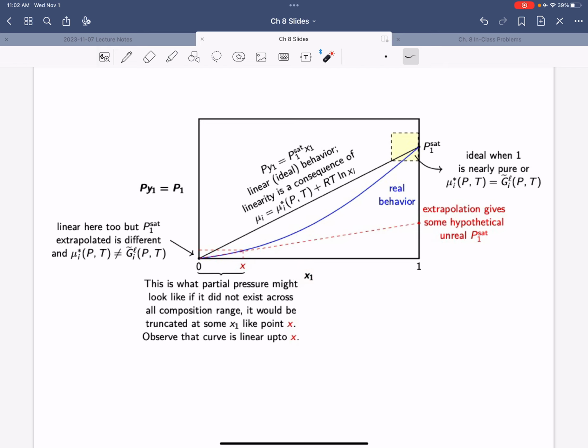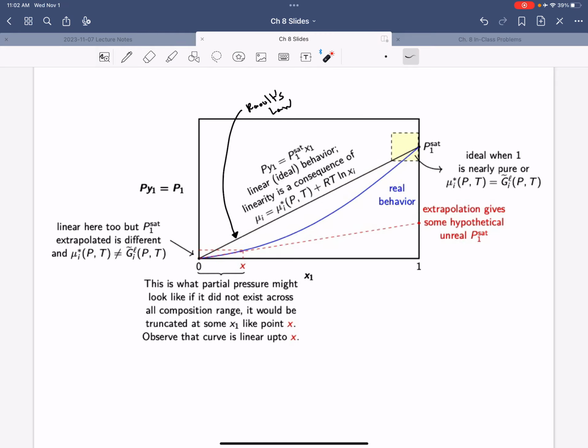Now, let's think of some species that obeys Raoult's law, right? And so this black line here that I'm pointing to is a visual representation of Raoult's law. And in Raoult's law, we saw that the partial pressure of some species is just linearly proportional to the mole fraction in the liquid phase. And so as we go from 0 to 1, it's just going to be a straight line relationship.